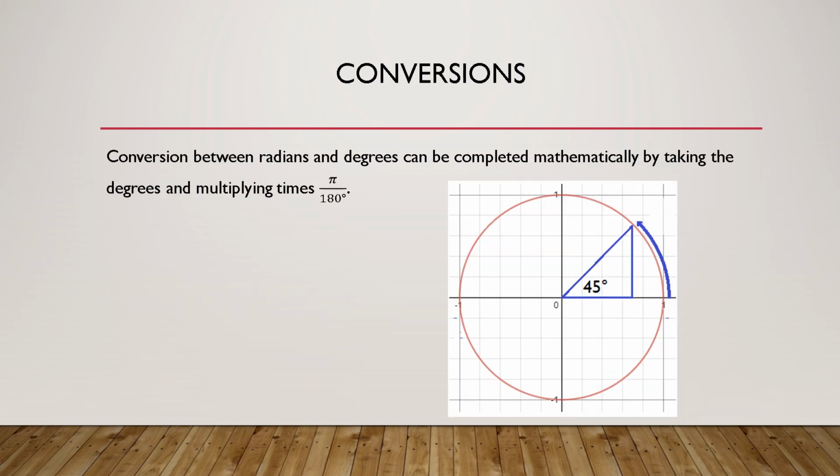We can now convert any degree measurement to the equivalent radians by taking the number in degrees and multiplying it by pi over 180. In the example given, we convert 45 degrees by multiplying it by pi over 180. 45 pi over 180 can be simplified to pi over 4.